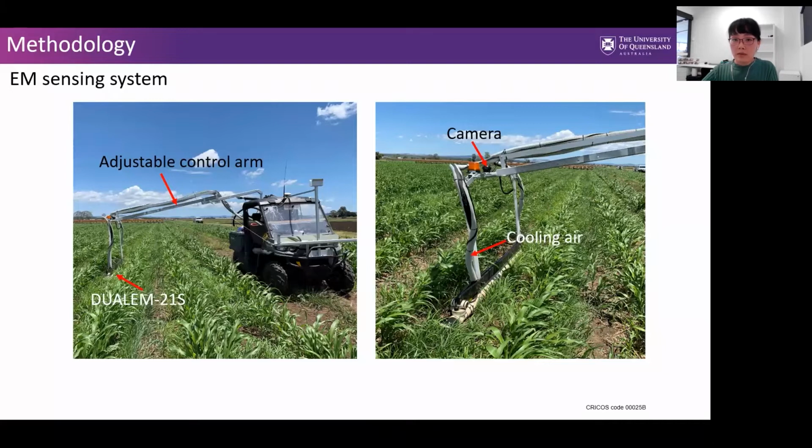One camera was installed at the top of the system to guide the driving direction and to avoid any influence on the crops. An aircon was also installed to provide cooling air to the PVC tube to reduce the temperature effect on the EM readings. And one Trimble GPS is also installed in the system for georeferencing the ECa data to longitude and latitude.